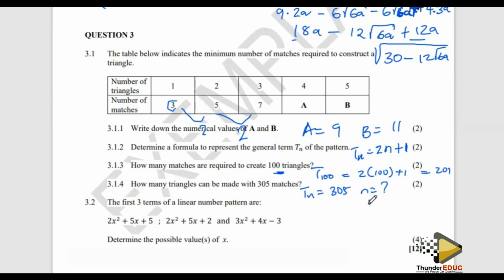So we shall say 305 is equal to 2n plus 1. Move the 1 that side. 304 is equal to 2n. Then divide both sides by 2. Divide by 2. I'm ending up with 152. Okay, triangle number 152 is going to have 305 matches.